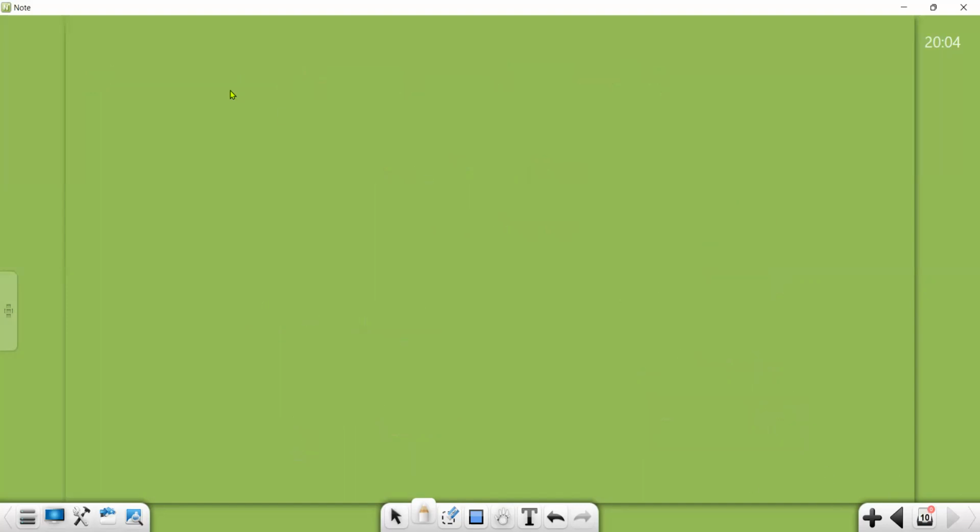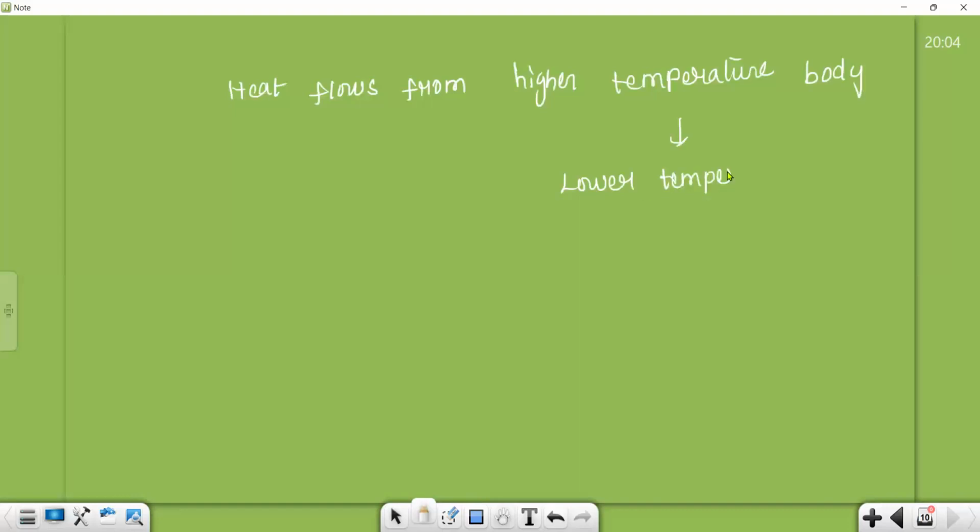Yes, ma'am. So heat flows from a higher temperature body to a lower temperature body, ma'am. And it happens until the temperature is equalized.